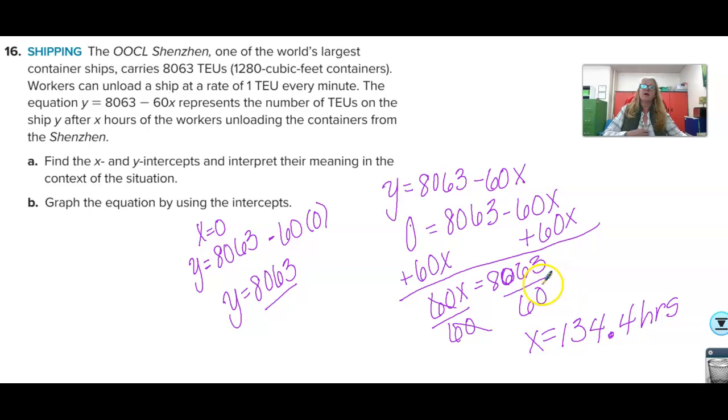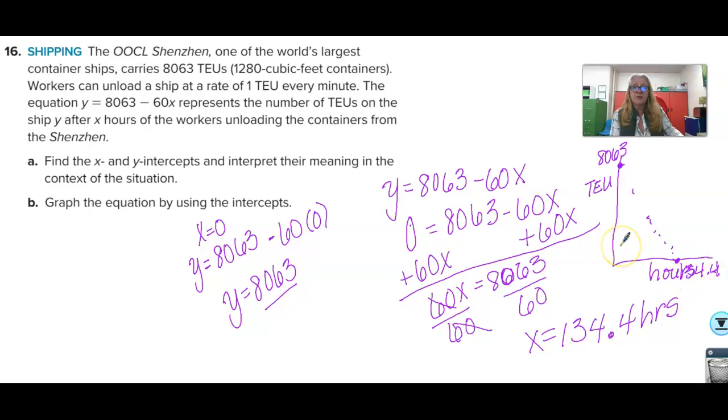Now, I know McGraw-Hill, they're giving you a graph. They give you like 4 graphs as multiple choice. So you're going to be looking for one that has hours down here and has TEUs over here, okay? And it's going to start at 8,063 TEUs, and it's going to work its way down, down, down, and it's going to end up here at 134.4 hours. So that's the kind of graph you're going to be looking for there, okay?